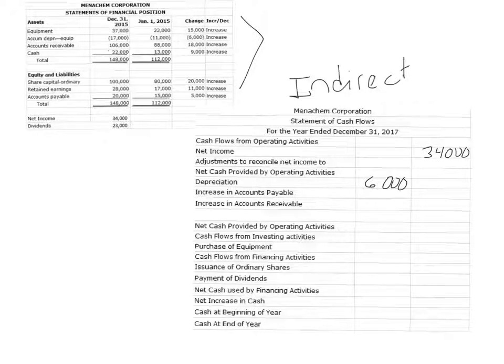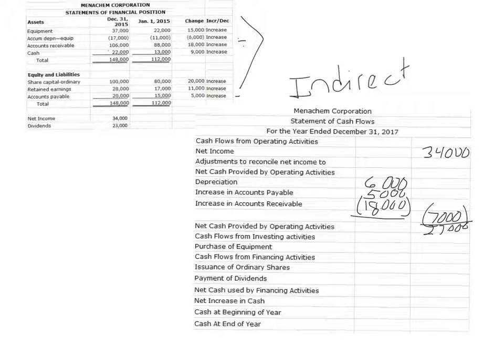Then the next line is an increase in accounts payable. That's just simply listed here. So we have 5,000. We have an increase in accounts receivable, which is here, but I already told you an increase in accounts receivable is really a reduction in the cash. So I'm going to mark that as a negative of $18,000. These items total a negative $7,000, and that gives net cash provided by operating activities $27,000.